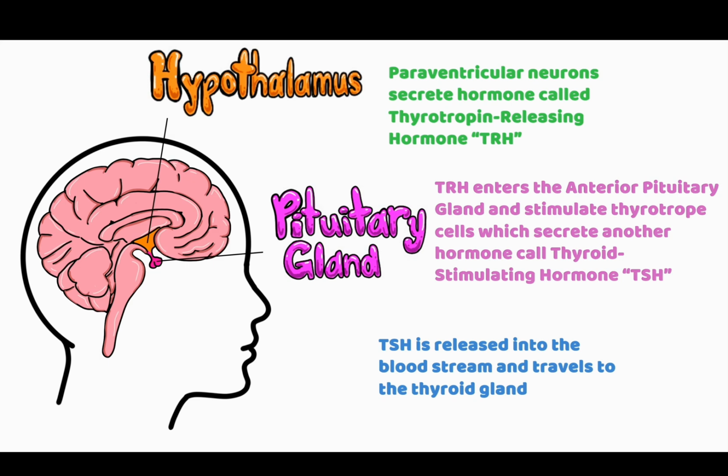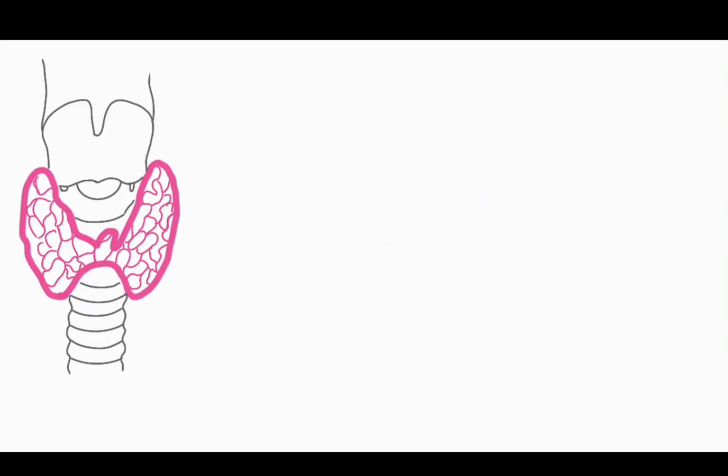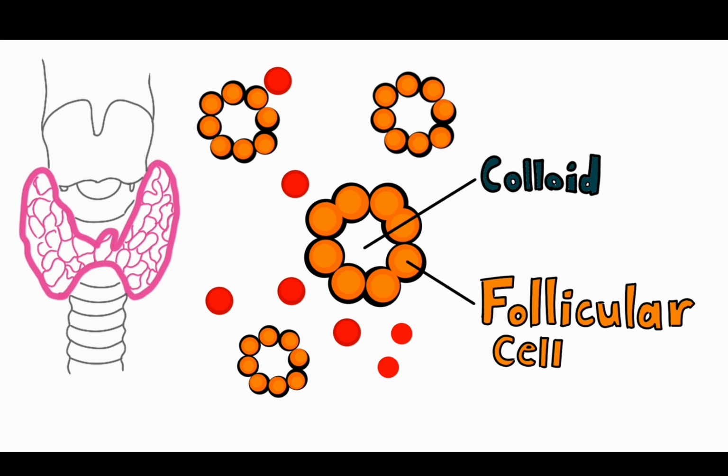Let's take a closer look at the thyroid gland. Represented in red are blood vessels. Then we have follicular cells, which make up a follicle, and inside these follicles is the colloid. TSH binds to follicular cells, which initiates the thyroid hormone production. Let's take a closer look.